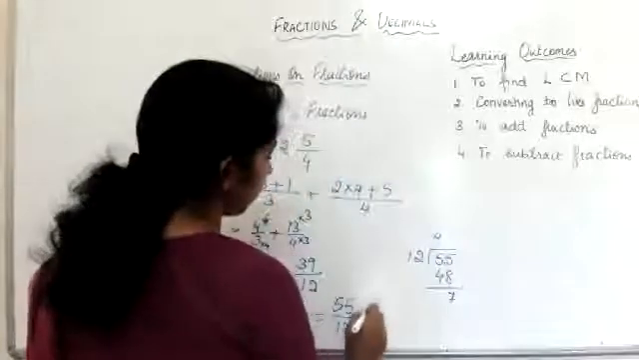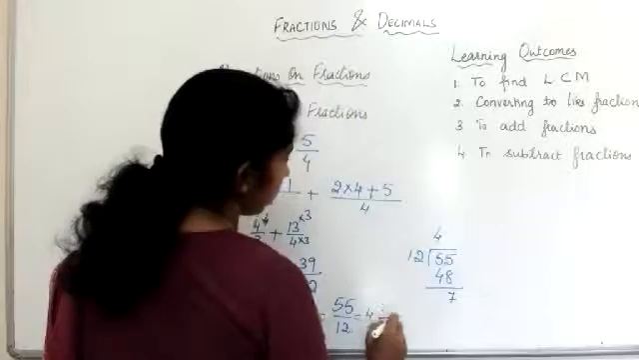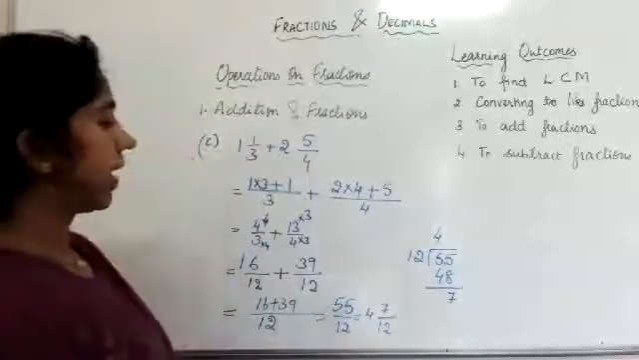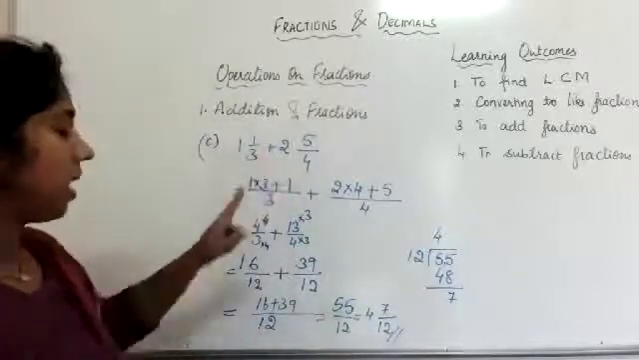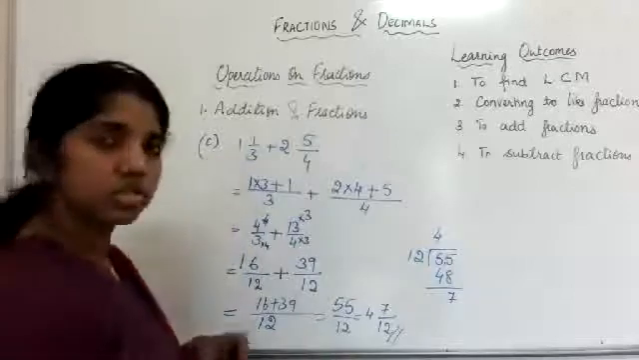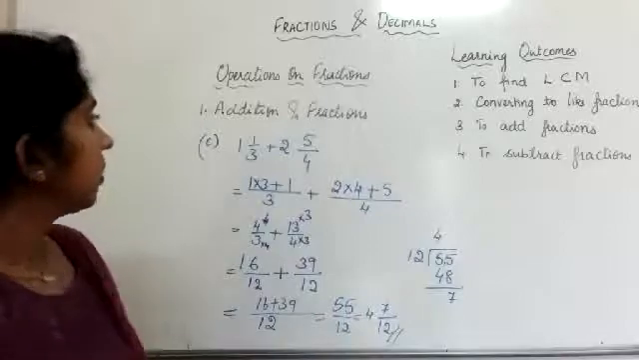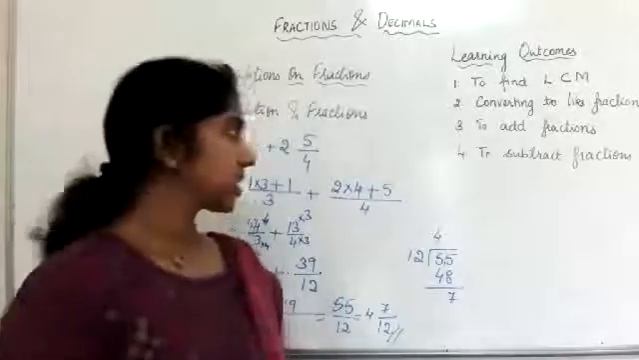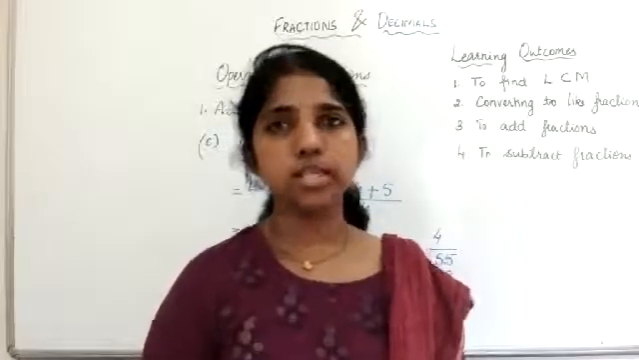So this will be the quotient, and the remainder divided by the divisor. 4, 7 by 12. So this is your final sum when you are adding two or more mixed fractions. So convert the answer to a mixed fraction. So this is how we add two fractions. So this is about the addition of fractions.